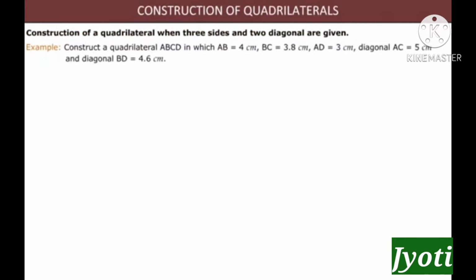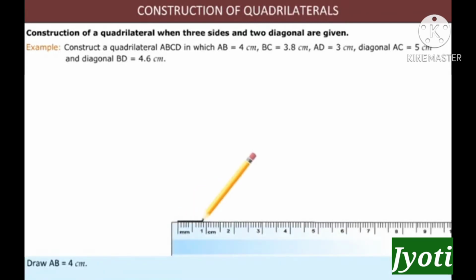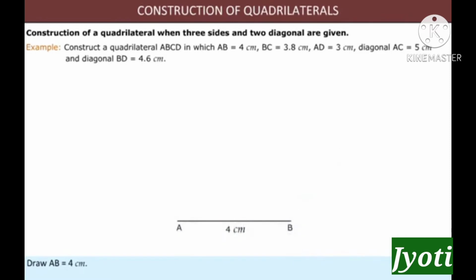Example: construct a quadrilateral ABCD in which AB is equal to 4 centimeters, BC is equal to 3.8 centimeters, diagonal AC is equal to 5 centimeters, and diagonal BD is equal to 4.6 centimeters. Solution: draw AB is equal to 4 centimeters.